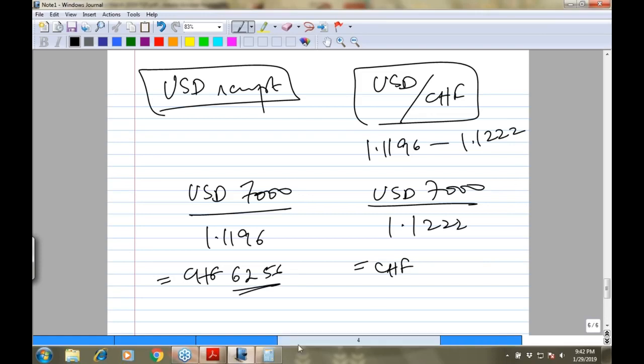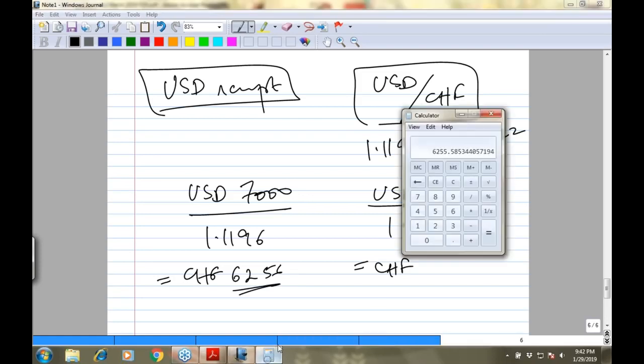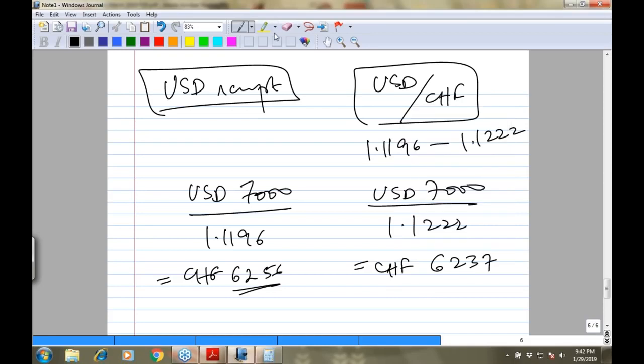And if we say that 7,000 divided by 1.1222, then what we get is 6237. Now let's just try to understand that when you are going to the bank and you are saying that I want to sell my foreign currency, the bank would not want to pay you a higher amount.